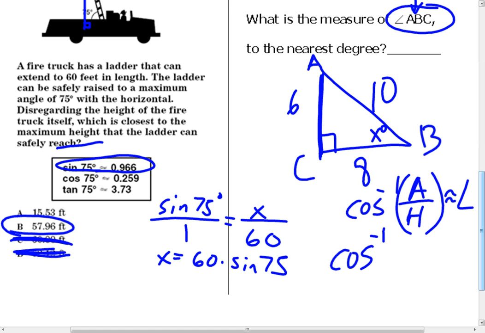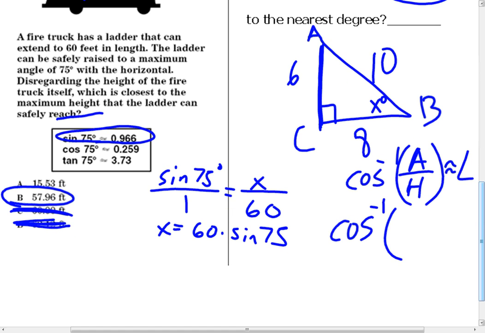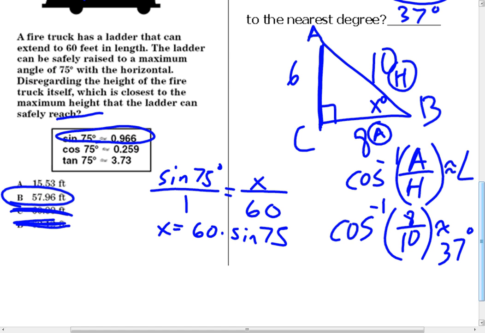Second function. You're putting in adjacent and hypotenuse. So did we put 8 and 10? If you do inverse cosine of 8 over 10, what do you get? 36 point something. To the nearest degree, 37 degrees. How many people chose cosine? Did anybody choose sine? Anybody do tangent? You can do whatever you want. Did you still get 37? Yeah.